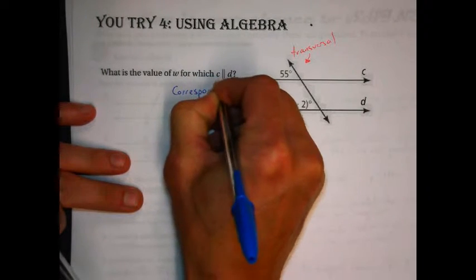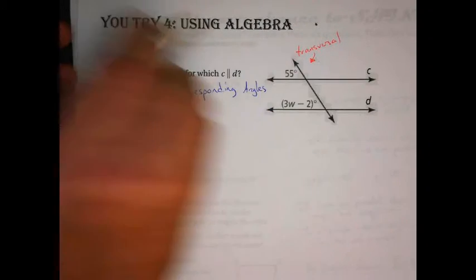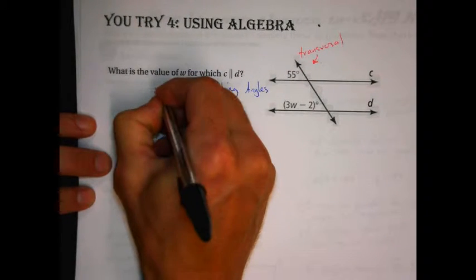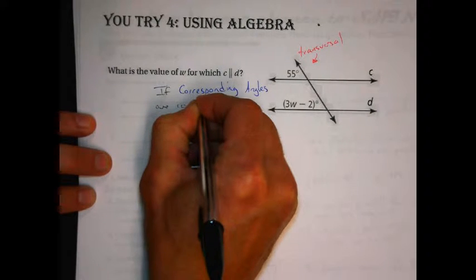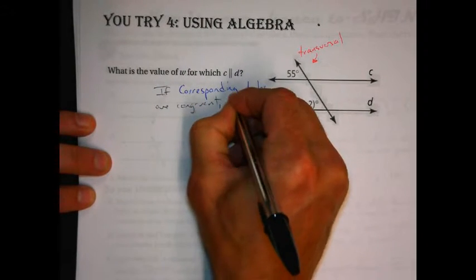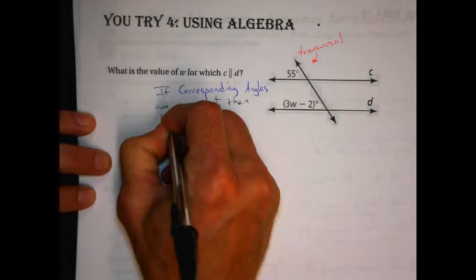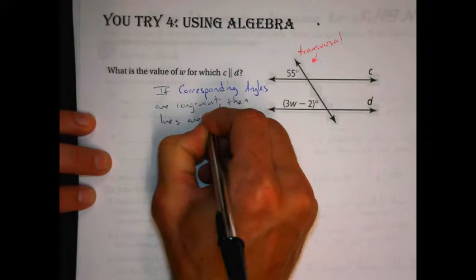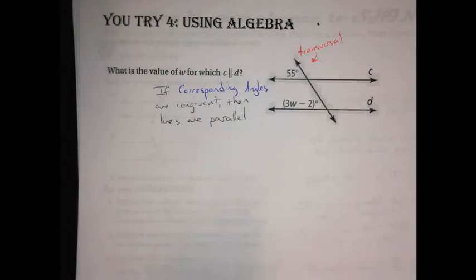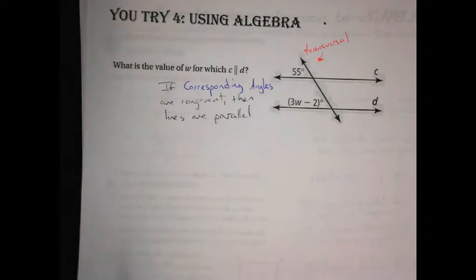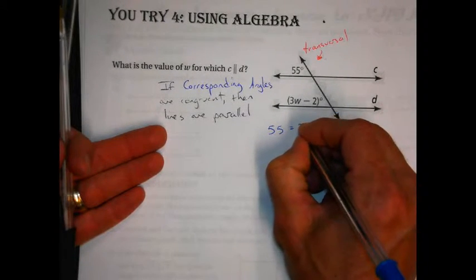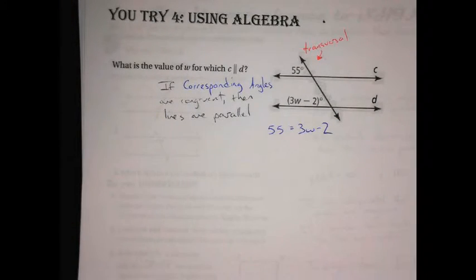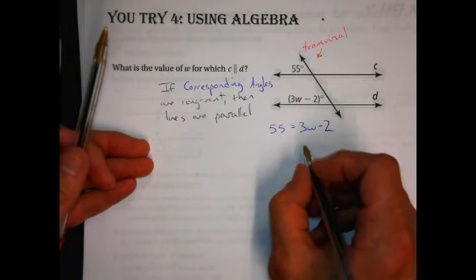And what do we know about corresponding angles? Well, if corresponding angles are congruent, then lines are parallel, right? If corresponding angles are congruent, lines are parallel. Okay, so we have to go from there. All right, so with that knowledge, what do these two angle measures being congruent mean? Well, it means we have an equation. It means that we're saying 55 is equal to 3W minus 2. Okay, so all we have to do now is solve for W.